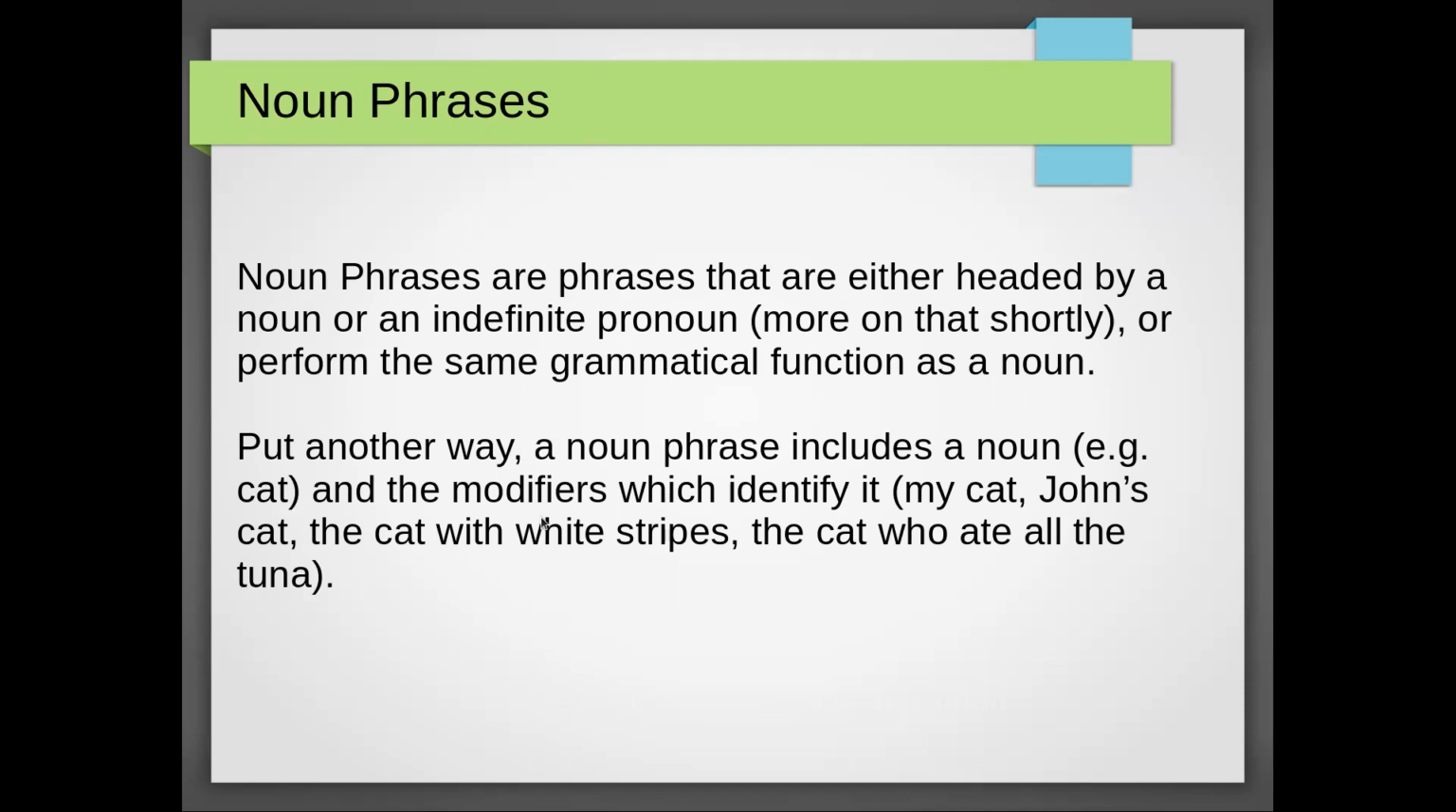So we also talked a lot about noun phrases. You had some lovely grammatical exercises on noun phrases. We said that noun phrases are phrases that are either headed by a noun or an indefinite pronoun, or which perform the same grammatical function as a noun. So a noun phrase basically includes a noun and the modifiers which identify it. You had lots of examples like my cat, John's cat, the cat with white stripes, the cat who ate all the tuna. They're all noun phrases. The head noun being cat in each case, and the rest of the stuff around it describes that noun specifically.